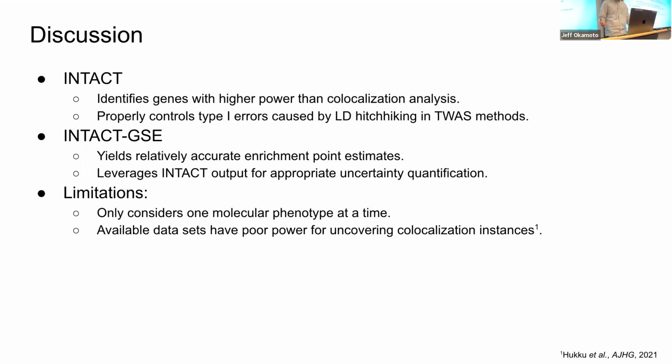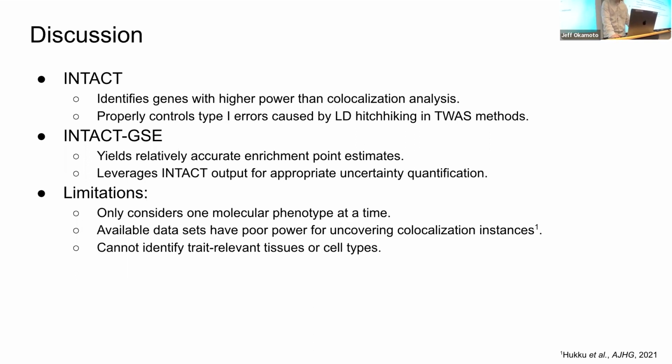So we've seen in previous work that the available data sets that we have for colocalization analysis have actually poor power for uncovering colocalization instances. So, you know, this is an issue, right? If you're using your colocalization data as a prior.